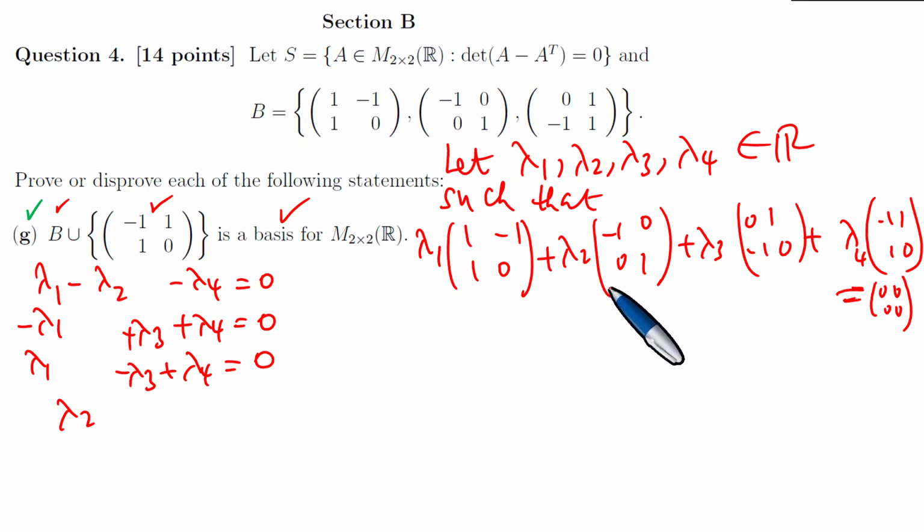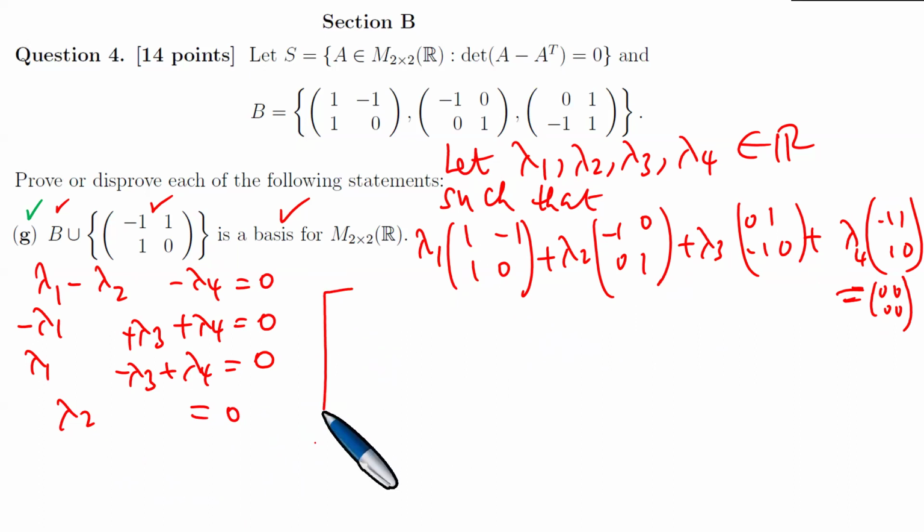Okay, so lambda 2, and then, let me see. For this one, 0 here, lambda 2, and then 0. All right, so this is awesome.